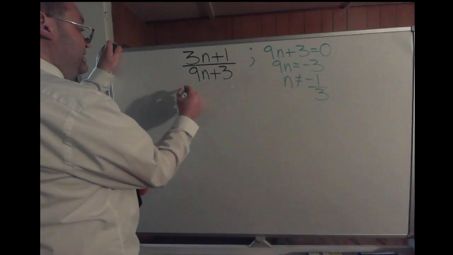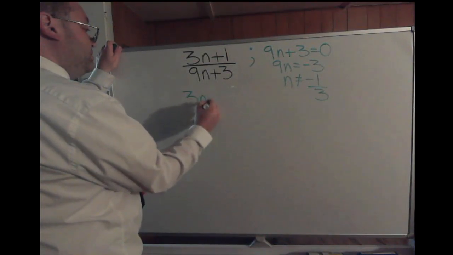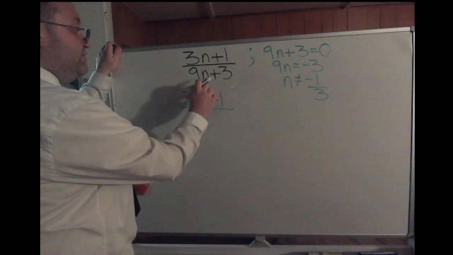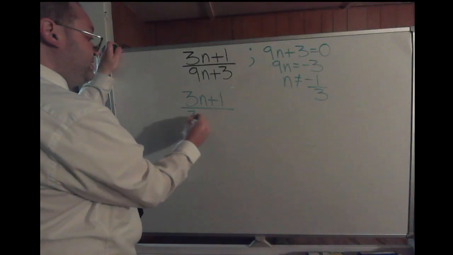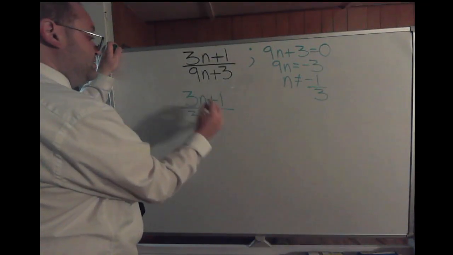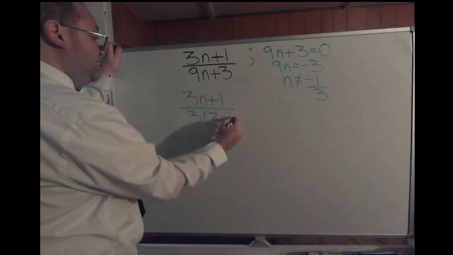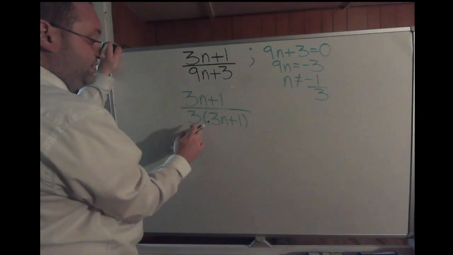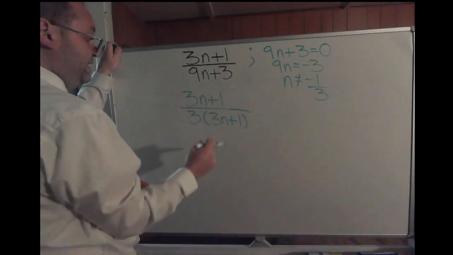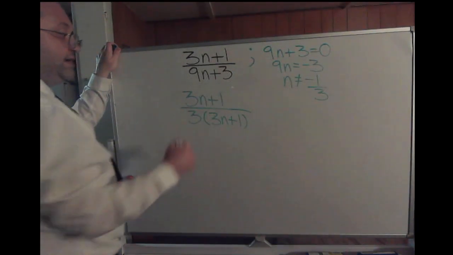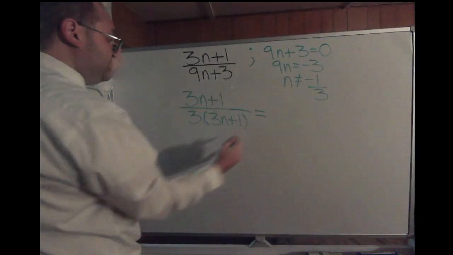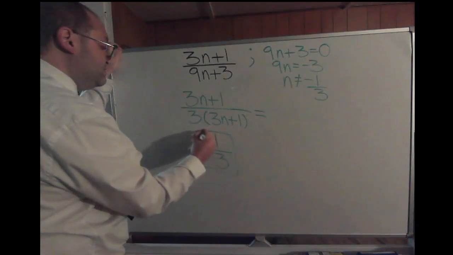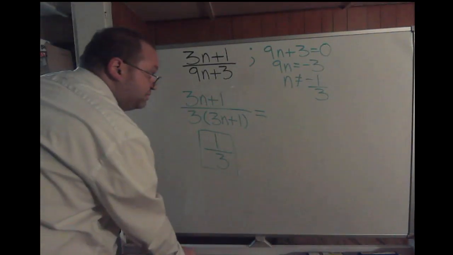So now, let's see here. We have the numerator of 3n plus 1. That doesn't factor any further. However, in the denominator, you have 9n plus 3. There's a common 3 that'll factor out. Then you get 3 times 3n plus 1. Because then if you distribute, you get 9n plus 3. Well, between the numerator and denominator, there's a common 3n plus 1 that factors out. You do that, you're just left with 1/3. So when you simplify this, the answer is going to be 1/3.